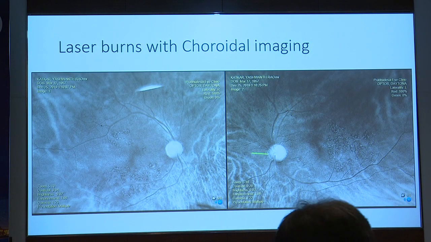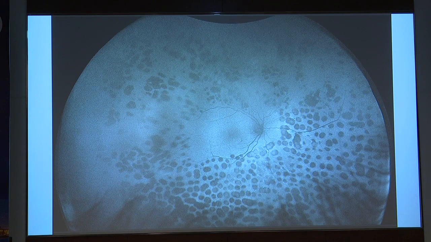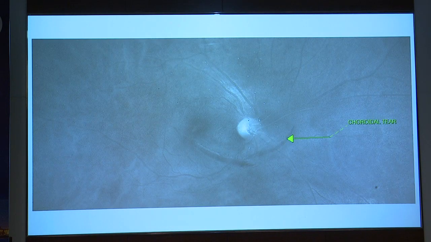You can see these laser burns. The patient had undergone focal laser a few years back. Clinically, we couldn't see much, but if you do a choroidal imaging of this patient, you can make out each and every burn, so you know whether you have to give some additional treatment or not. And similarly for PRP, you can make out how the laser burns have been placed, and areas where it needs filling up, we can decide about that.